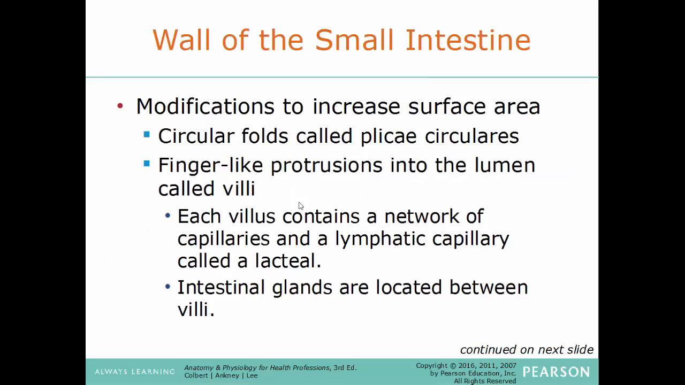All right, now we'll move on to the walls of the small intestine. There are some modifications done to the small intestine, and these are mainly done to increase surface area. There are circular folds in the small intestine called the plicae circulares, and on these folds you'll find finger-like protrusions into the lumen called villi, and each villus has extensions on top of that called microvilli, and all this is done to increase surface area. Each villus contains a network of capillaries and a lymphatic capillary called the lacteal, and the intestinal glands are located in between the villi. So the more area that you have spread out between the villi and the microvilli, the more material you're able to absorb at a much higher rate.